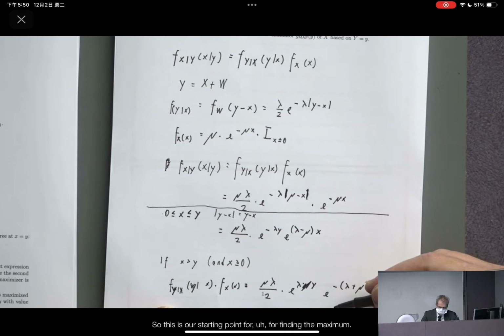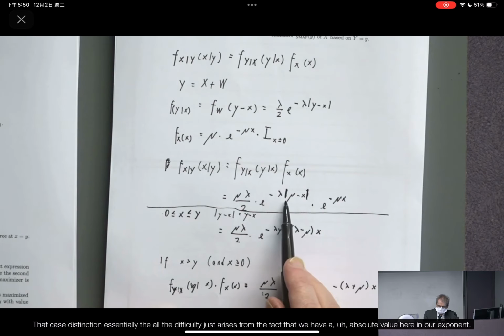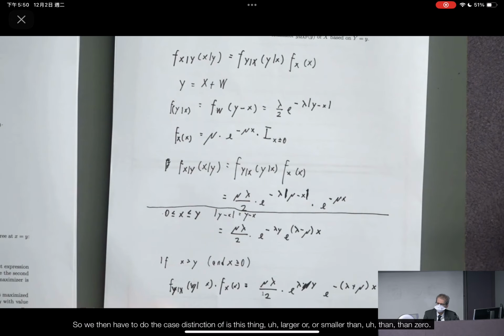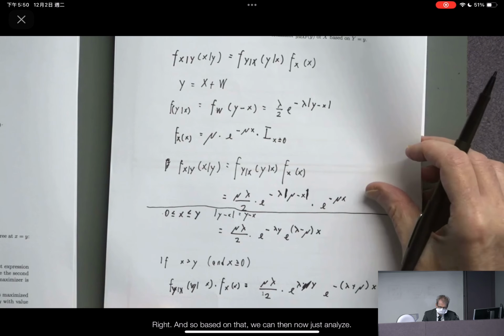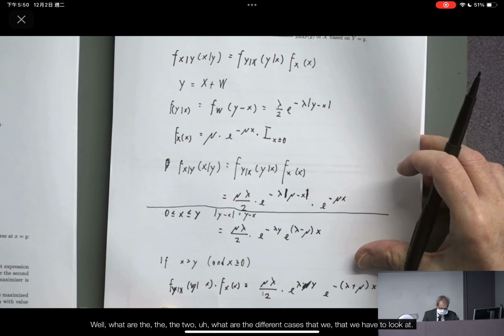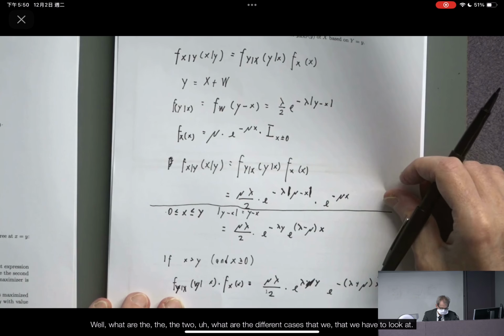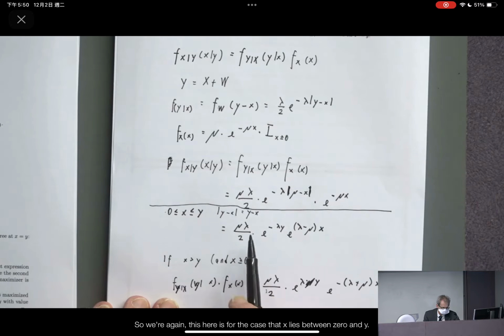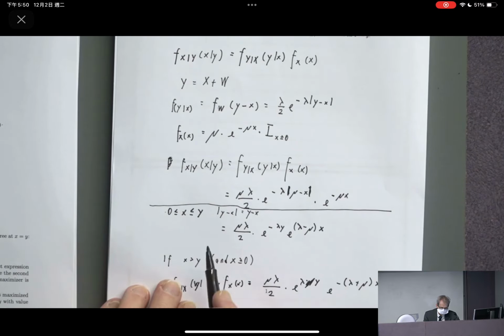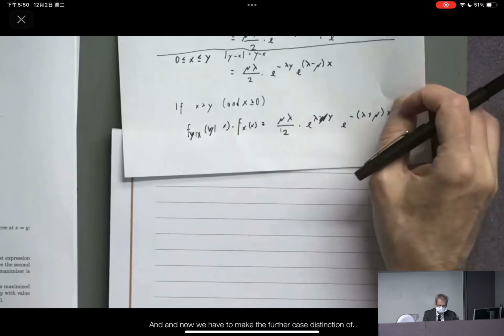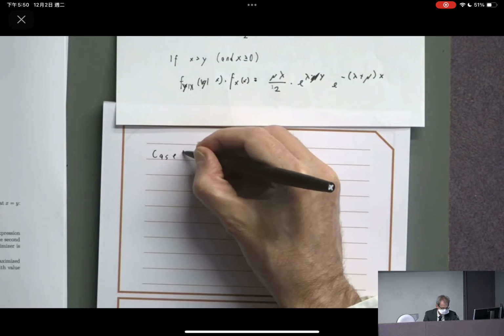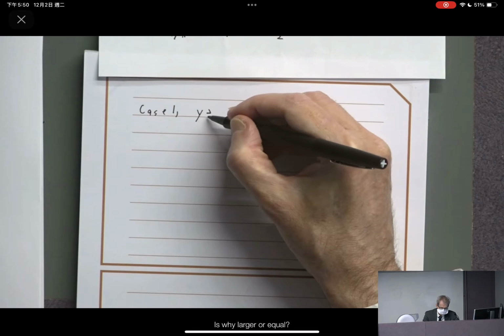So this is our starting point for finding the maximum. We have to do that case distinction. Essentially, all the difficulty arises from the fact that we have an absolute value in our exponent. So we have to do the case distinction of whether whatever is in the absolute value is larger or smaller than 0. Based on that, we can analyze the different cases we have to look at. Again, this is for the case that x lies between 0 and y, and this is for the case that x is larger than y. And now we have to make the further case distinction of whether y is larger or equal 0, or smaller 0.